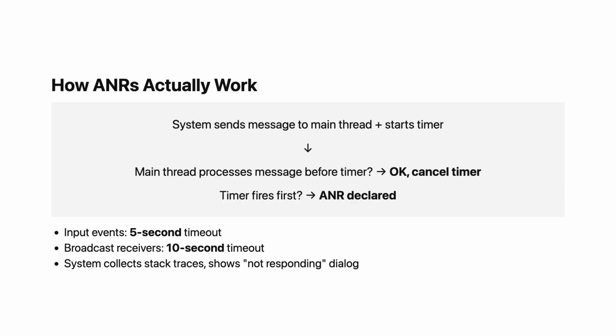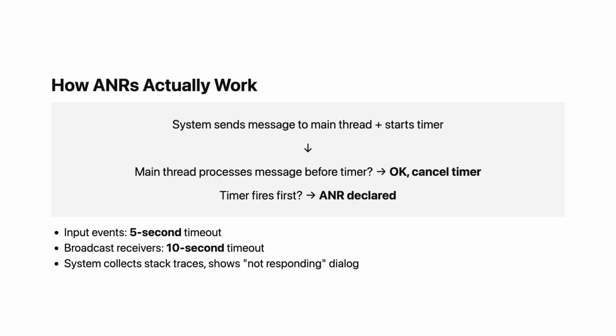If your main thread processes the message and returns before the timer expires, everything is fine. The timer is cancelled. But if the timer fires before your main thread has finished processing the message, the system declares an ANR. It collects diagnostic information, including stack traces from every thread in your process, writes them to a file, and then shows the user that not responding dialog. The critical insight is that the system does not watch your CPU usage or your memory. It watches whether your main thread processes specific messages within specific time windows. That is the only criterion.